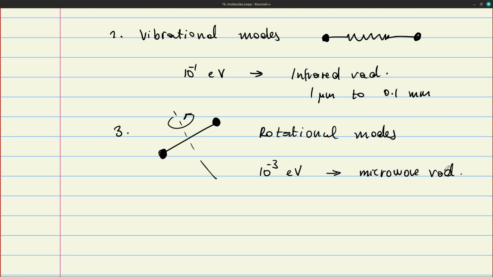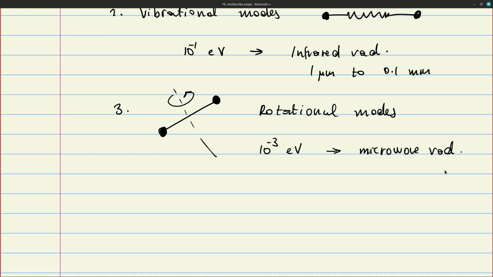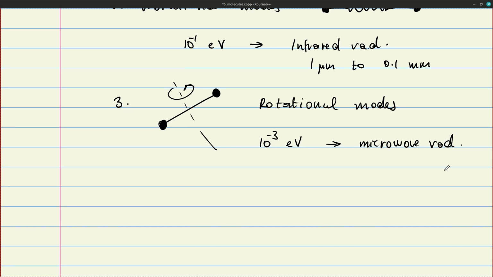Good. Any questions? So let's talk about this very briefly. All we need, we already know: basic quantum mechanics. And I'm going to tell you how to do that, and then that will be the end of today. So let's start with rotational levels.